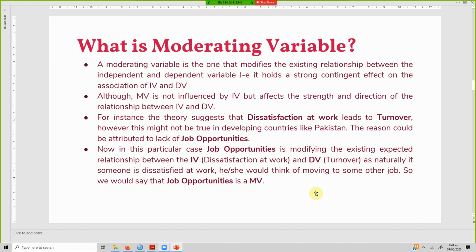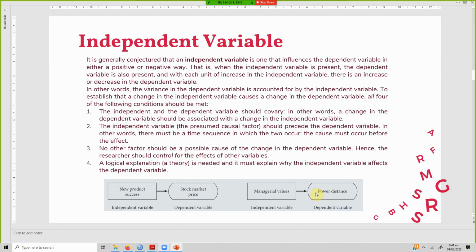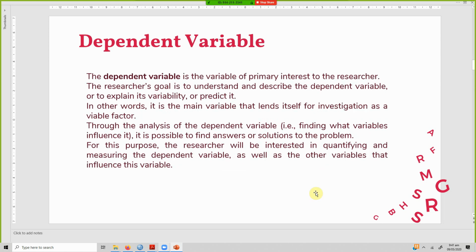Now, moving on, we discuss the first type of variable, the dependent variable. The dependent variable is the variable of primary interest to the researcher. He wants to know what's causing these changes in this particular variable. For instance, we might be interested in studying organizational performance. So we might want to ask, why are there changes in organizational performance? What is influencing organizational performance?